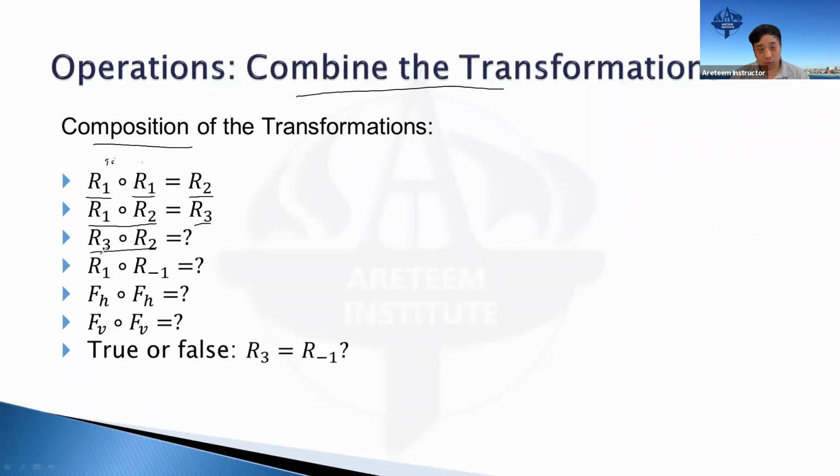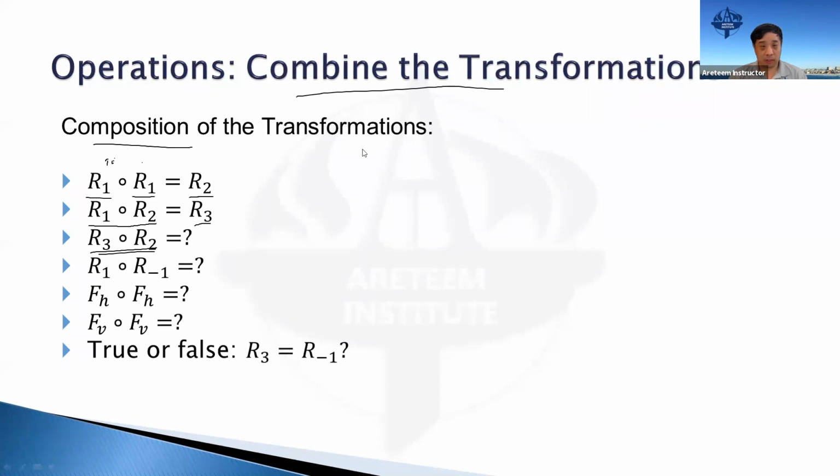Let's look at this. What is R3 and R2 combined? We do R3, 270 degrees, and R2 is 180 degrees. What is this combined? We get back to R1. Does everyone agree with that? We get back to R1.